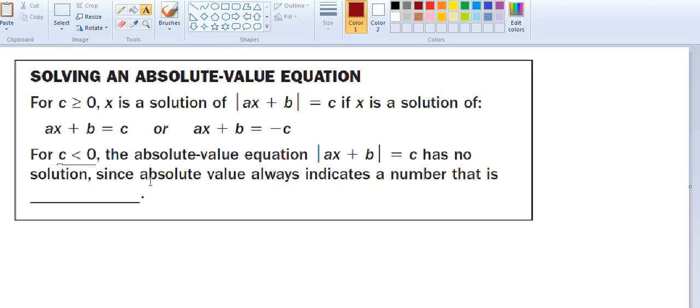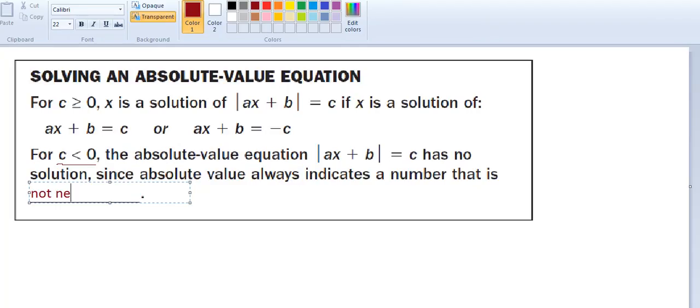The big deal here is that absolute value always indicates a number that is not negative. So that c is never negative. Again, let's go back to distance. Distance is never expressed as negative.